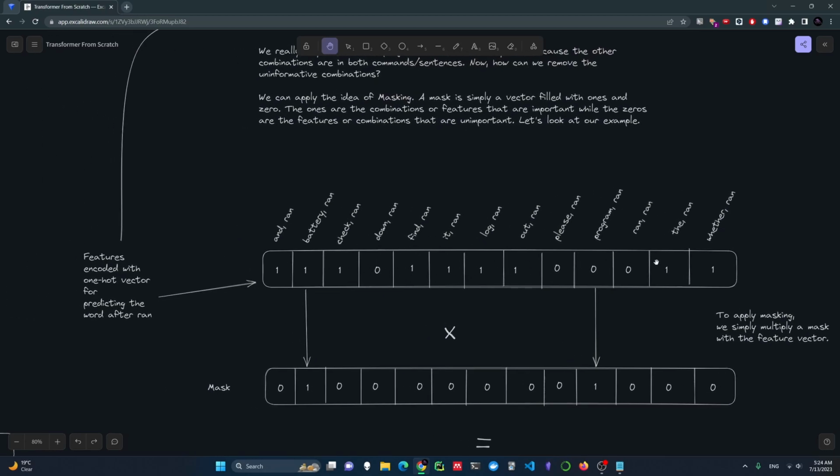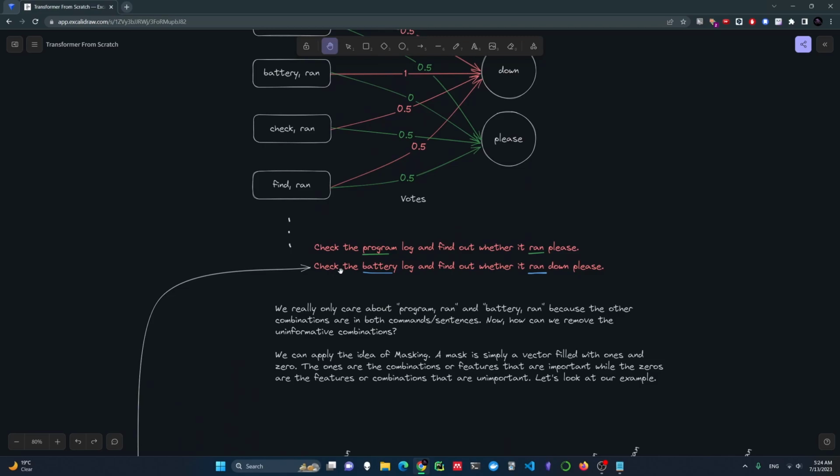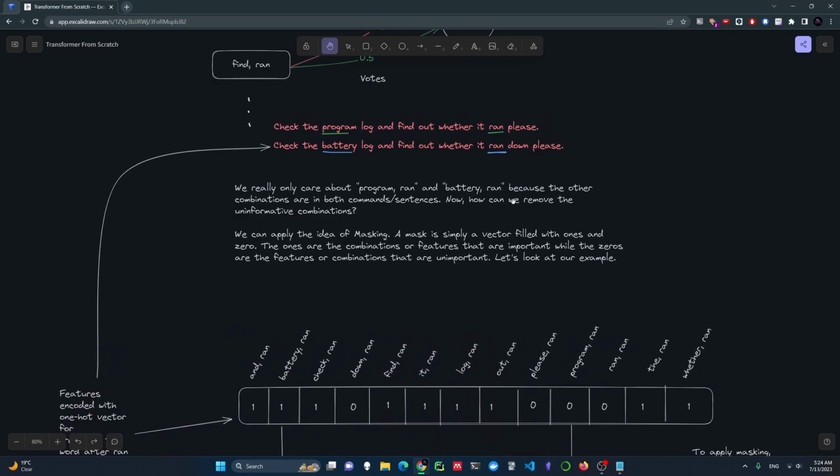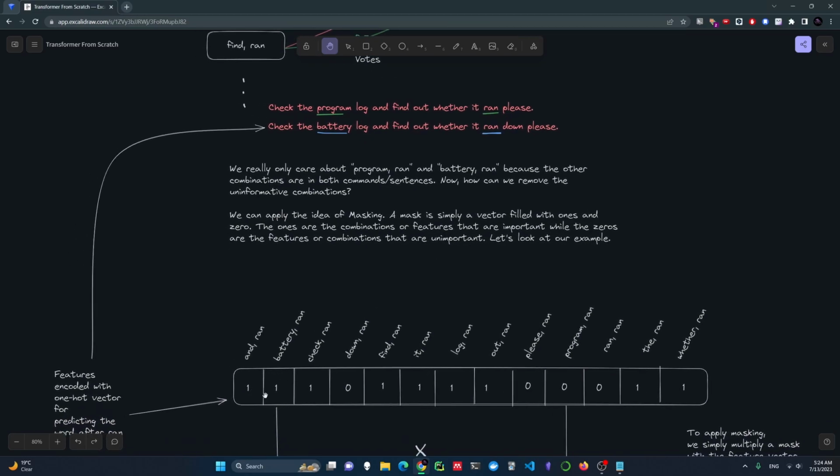And let's say this vector is one hot vector represents this sentence, right? Check the battery log and find out whether it ran down, please. Right, so that's the sentence we have before and including the word ran. Right, so that's why we see one here, one here. Actually, sorry, no, we include the entire sentence. So we have 0 here because we haven't reached there yet. And we have 0 here, 0 here, 0 here, right?